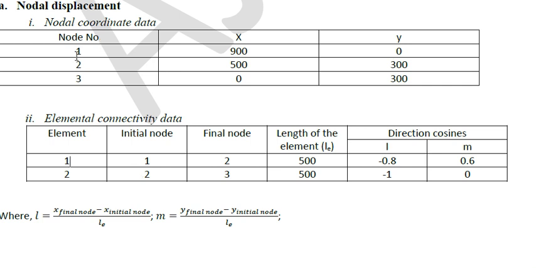Next, we will write the nodal coordinate data and element data. So, nodal coordinates, there are 3 nodes. The coordinate values of node 1 and all the nodes are written by taking the left bottom point as origin. Initial node and final node is assigned for each element as it can be assigned on our wish. Length is taken. L and M are direction cosines, where L is x final minus x initial by length of element. Final means the final node coordinate of x, initial node coordinate of x, by length of element. This gives minus 0.8, 0.6, minus 1, 0, we have found this.